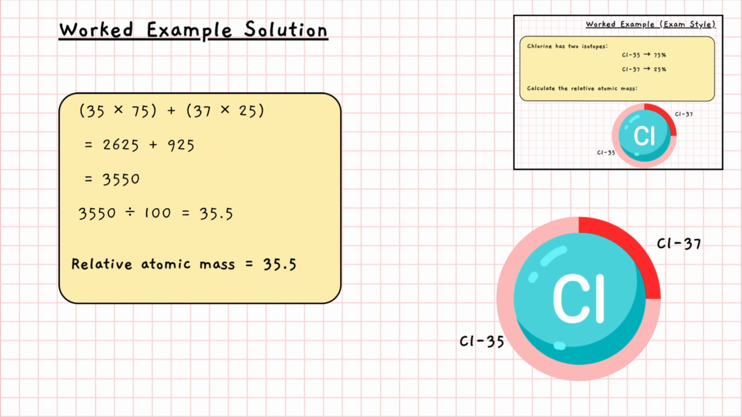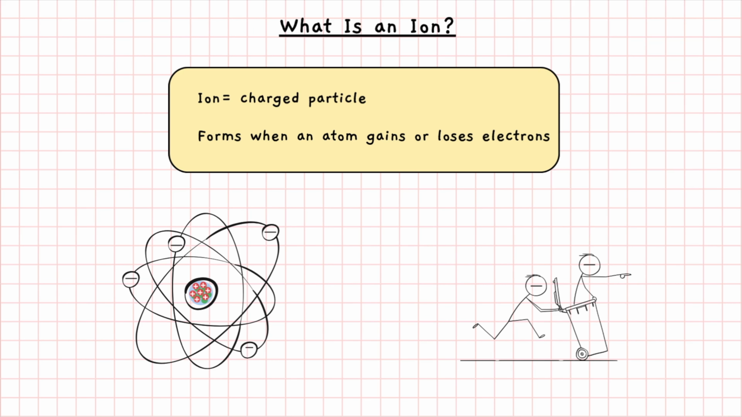We multiply each isotope by its percentage. 35 times 75 gives 2625, whilst 37 times 25 gives 925. Add them together, divide by 100, and we get 35.5. That matches the periodic table value exactly.